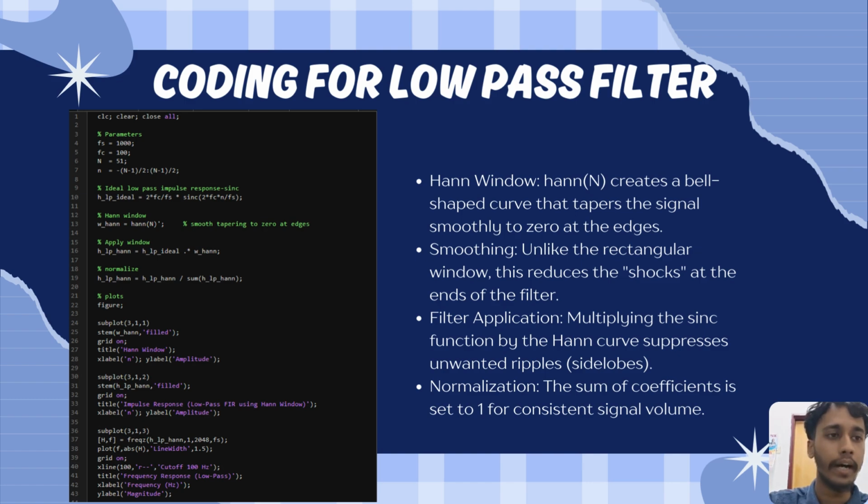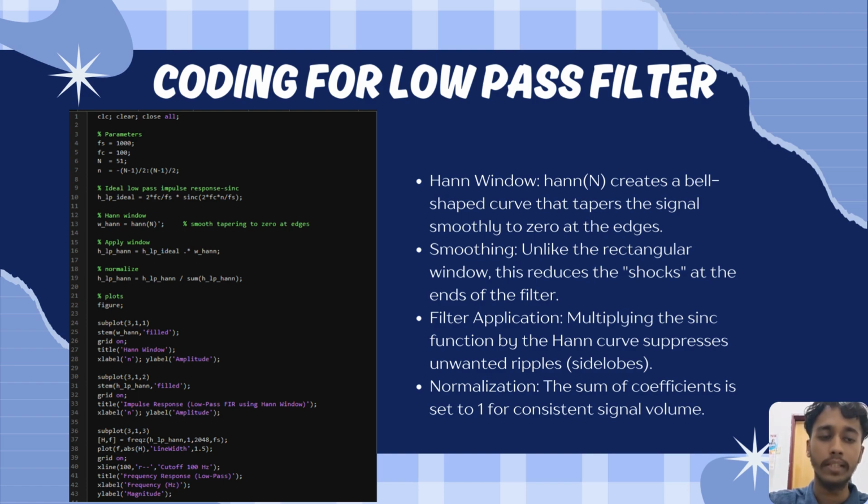So we use the Hann command to create the bell-shaped curve. Unlike the flat edges of the rectangular window, this shape smoothly tapers the signal down to 0 at the edges, which helps to reduce the mathematical shocks at the ends of the filter. Next one, applying the window. So we multiply our ideal sinc function by this Hann curve. This is a crucial step because it suppresses unwanted ripples, also known as side lobes.